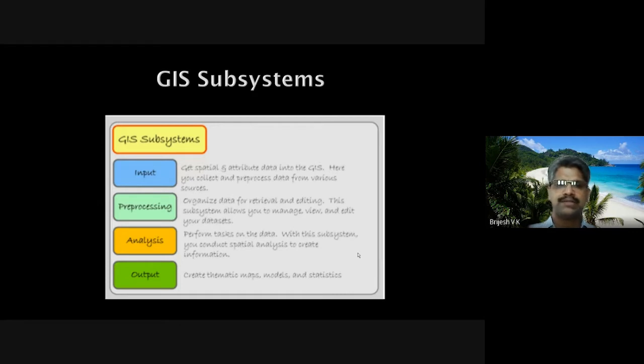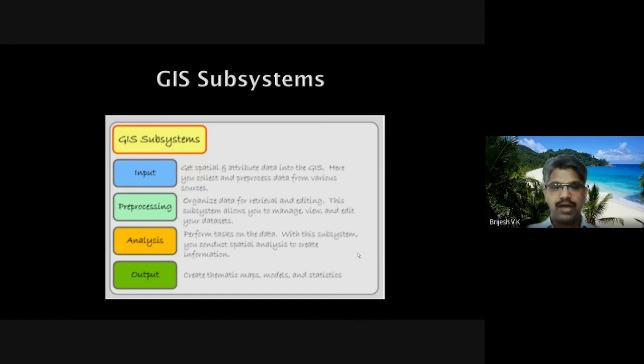Then we have another subsystem, the pre-processing, which is for organizing data for retrieval and editing. That is, at our will, we should get it back and be able to do the editing. This subsystem allows you to manage, view, and edit the data sets. You might remember the whole system is for capturing, analyzing, retrieving, and displaying of the data. The next module makes us capable of analyzing the data, that is, performing tasks on the data. With this subsystem, we could conduct spatial analysis to create information. We know that processed data is information. So when you process spatial data, you'll be getting information on that spatial domain.